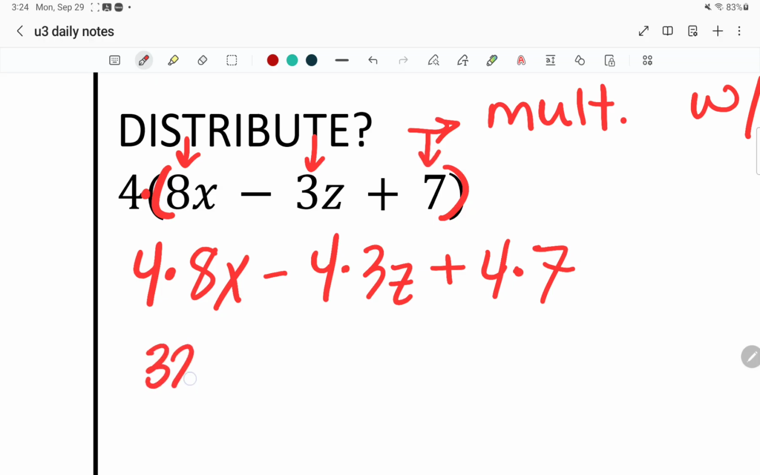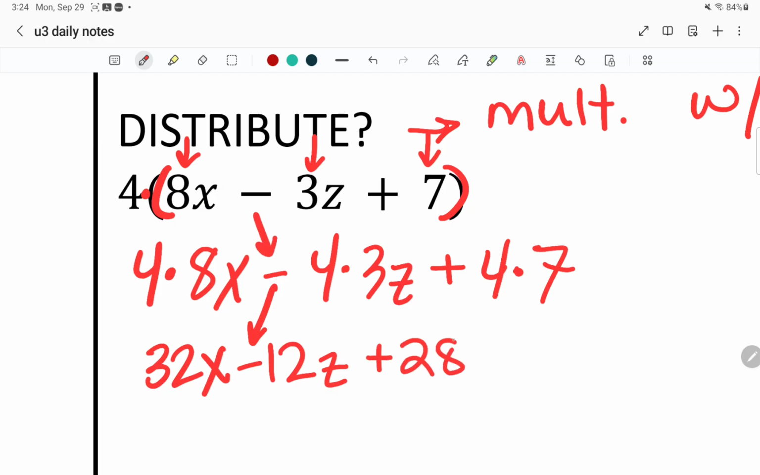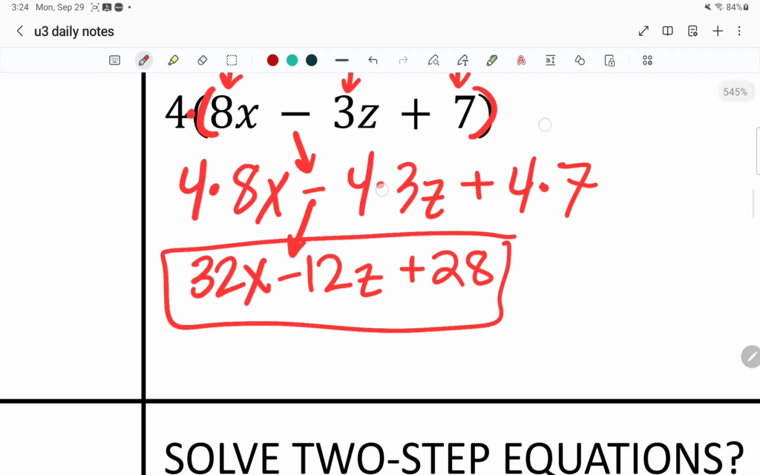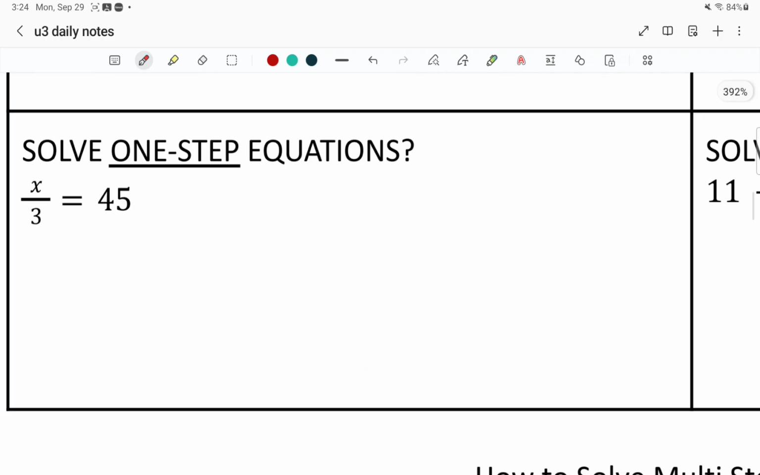4 times 8 is 32. 4 times 3 is 12. Notice my negative stayed a negative the whole time. 4 times 7 is 28. All my terms are different, so I cannot combine like terms. That is my answer. Can I solve a one-step equation?